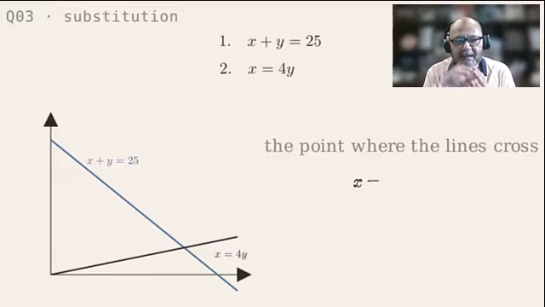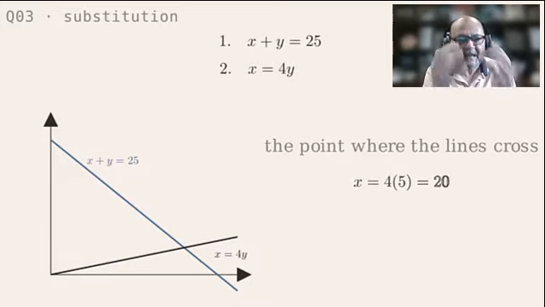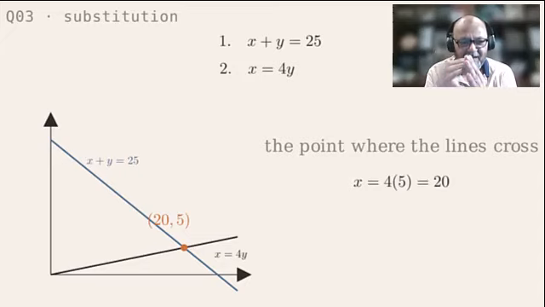If you plugged y equals 5 back into our second clue, x equals 4y, you would find that x equals 20. This means the two lines meet at the point (20, 5). So this Cartesian connection between symbolic steps and visual graphs is a superpower that will help you verify your answers on the test. All right, let's wrap this up.